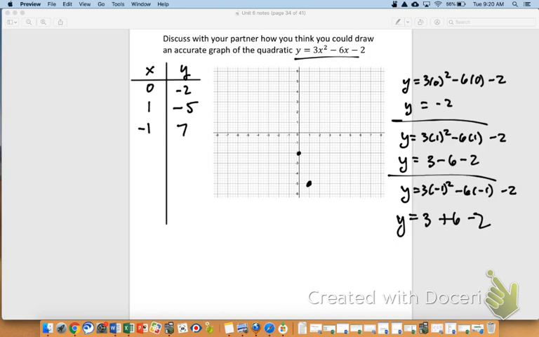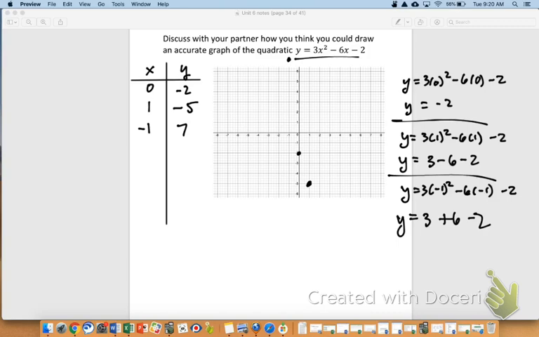And this is where we start to see a little curve to this, because 7 is way up there, right? Can you see how it's no longer a straight line? Very definitely curvy. What if I tried a 2?